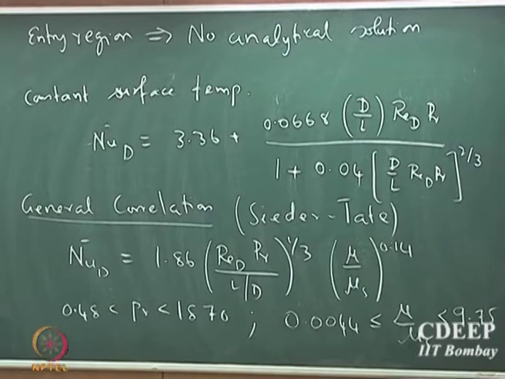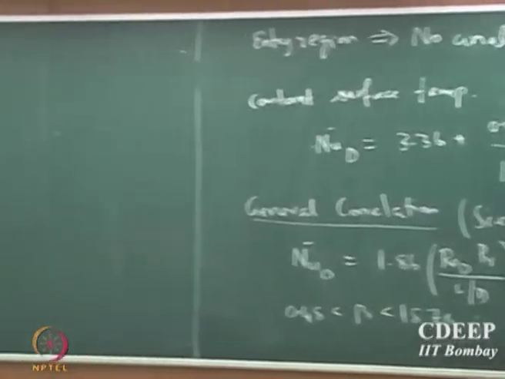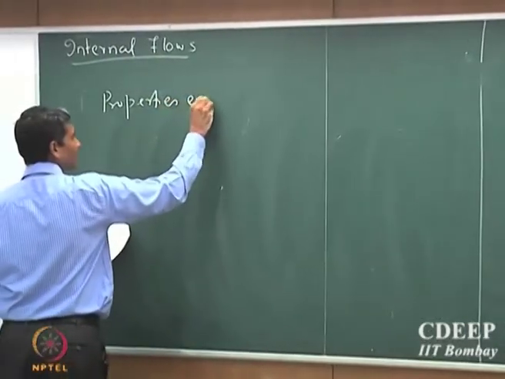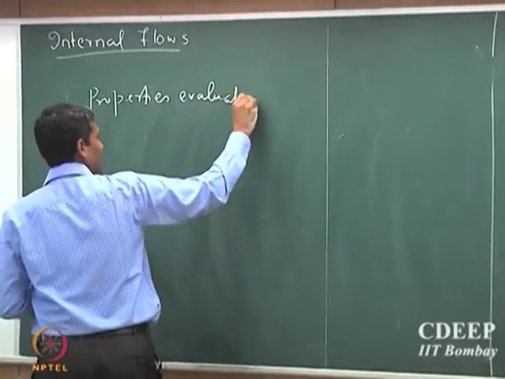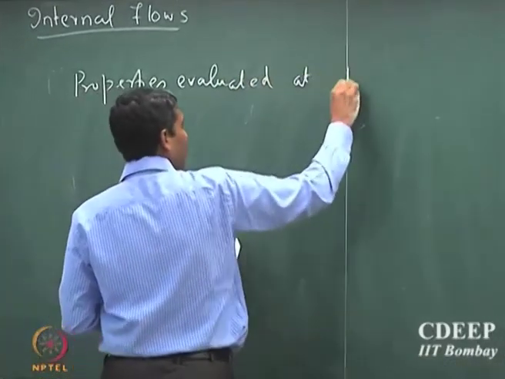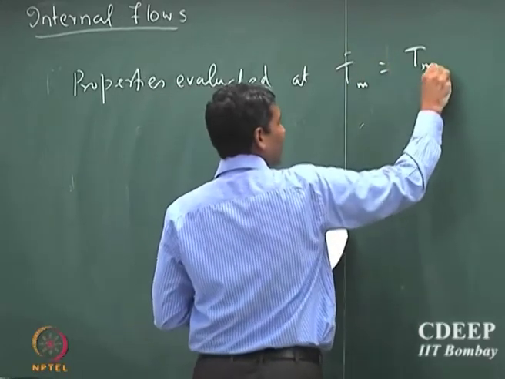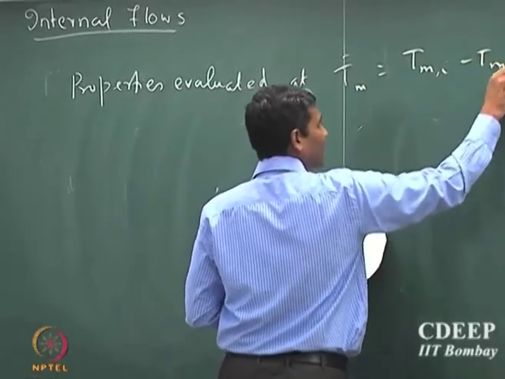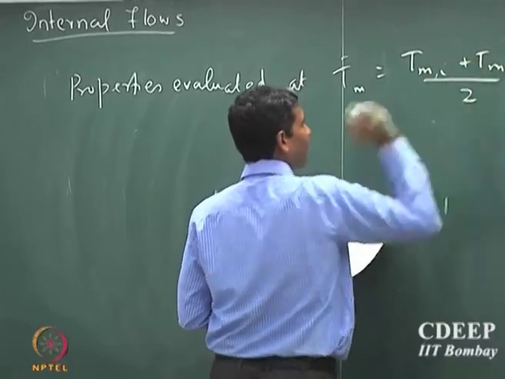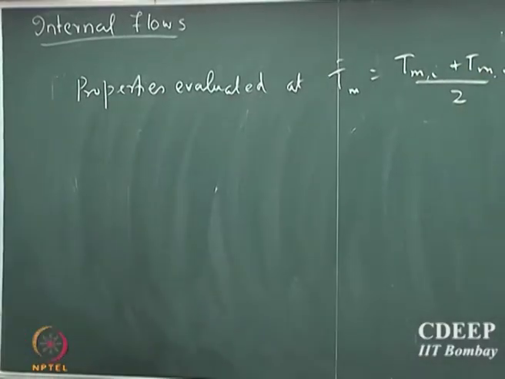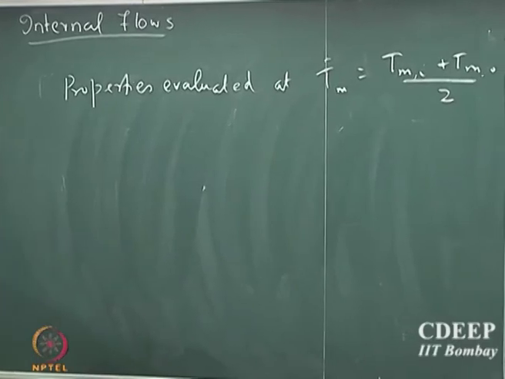The properties are evaluated at the mean temperature, which is TMI by 2 plus TMO by 2. So, that is the mean temperature at the inlet and the outlet.